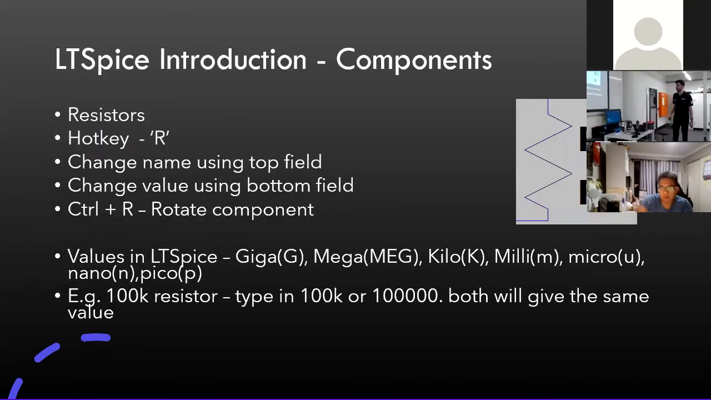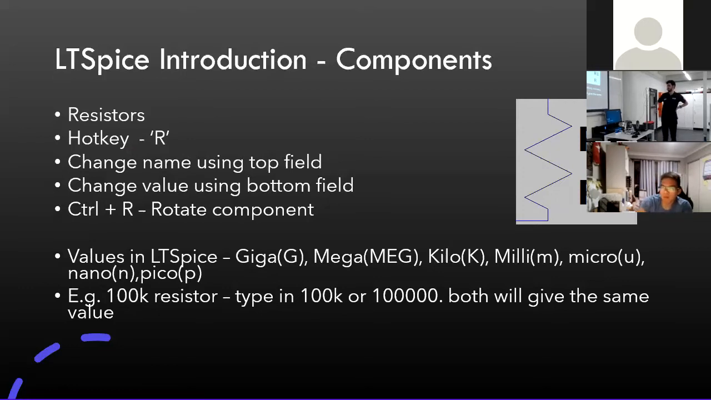So what do we have? The first component we're going to be looking at tonight are resistors. Those of you who have done EGB 120 would know what these are, or done general electronics at all. Resistors are used for a lot of things. The hotkey for them in LTspice is R. You can place them easily.